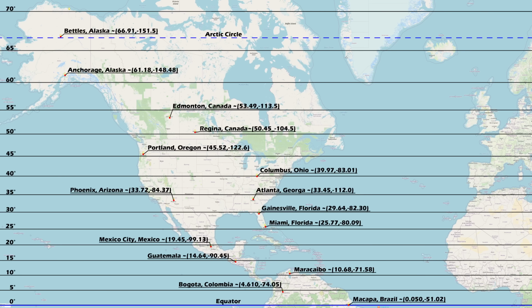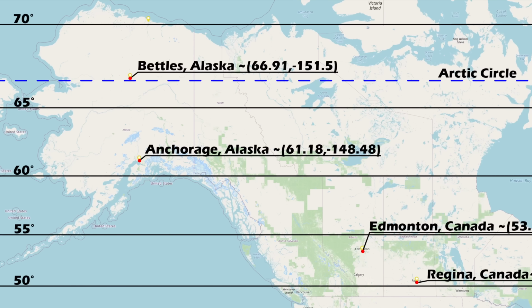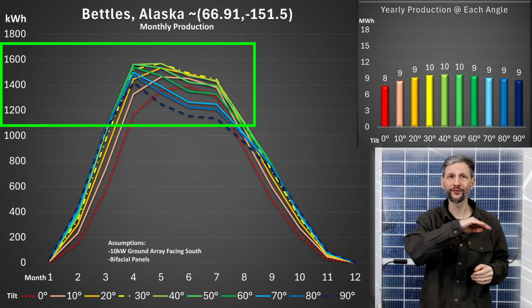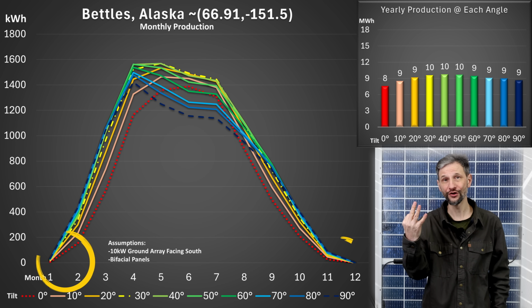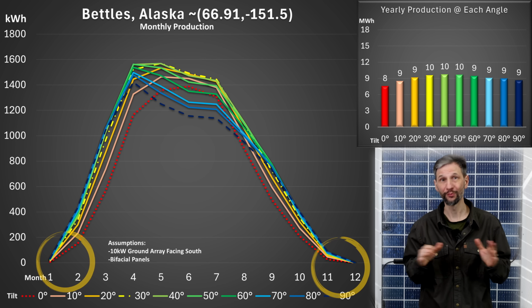The Arctic Circle is at 66.5 degrees latitude, running through the top third of Alaska. And here you can get a decent production from April to July. But there are now 3 months of the year with zero or near zero production.